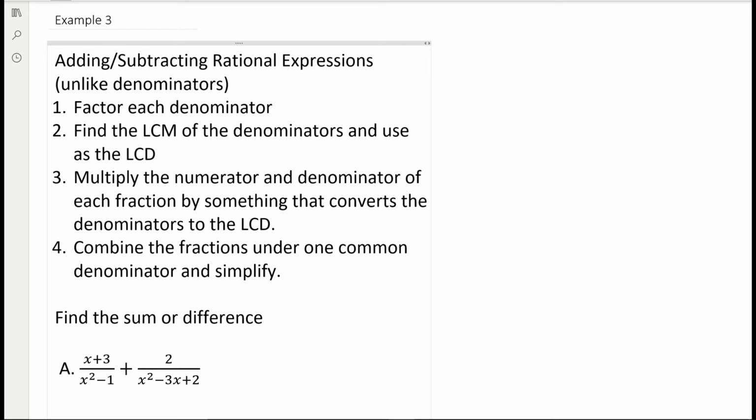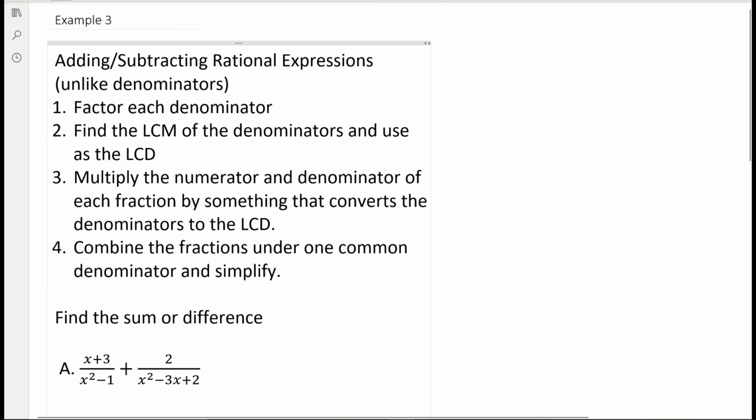We're going to find the least common multiple of each denominator, and then we're going to multiply the numerator and denominator of each fraction by something. Now this something has to convert the denominator to the LCD. We'll see how this looks in a second. Then we're going to combine the fractions under one common denominator and simplify.